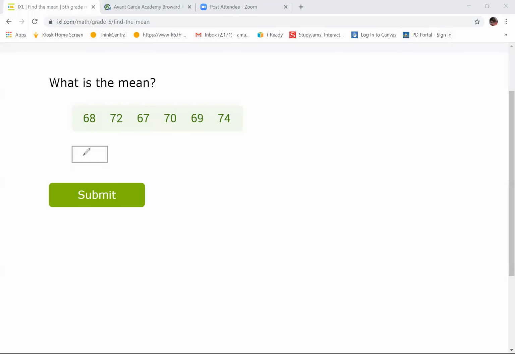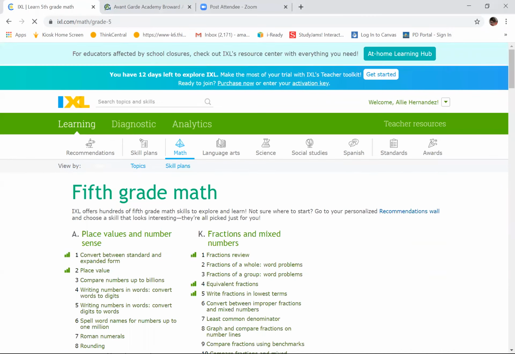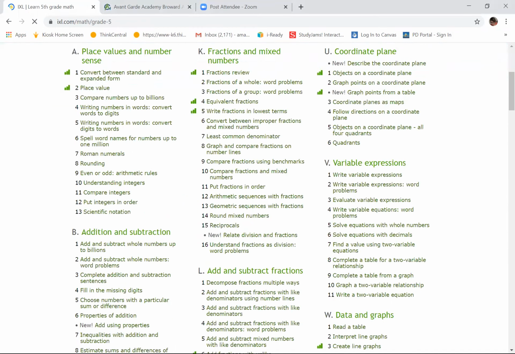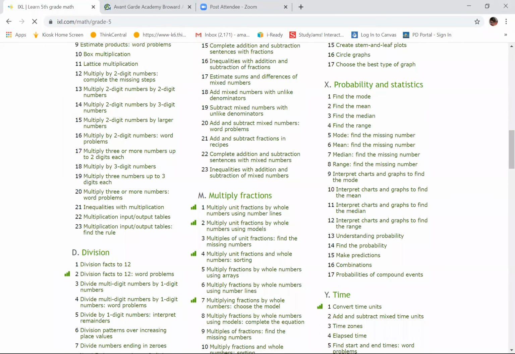All right, let's go to another activity to practice. Goodness, I'm losing my voice today. Excuse me. All right, the next one, probability and statistics, as soon as our little stars pop up.